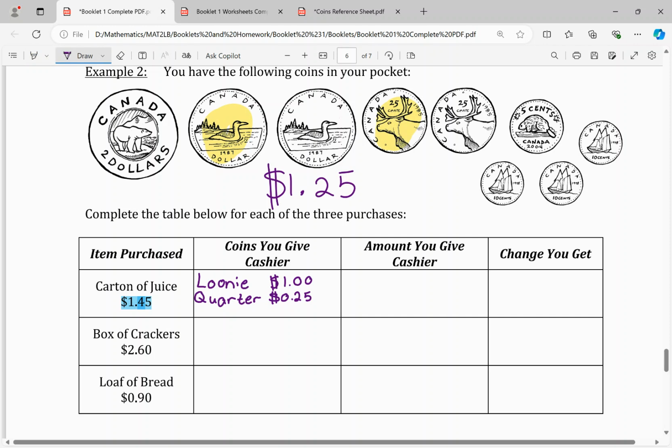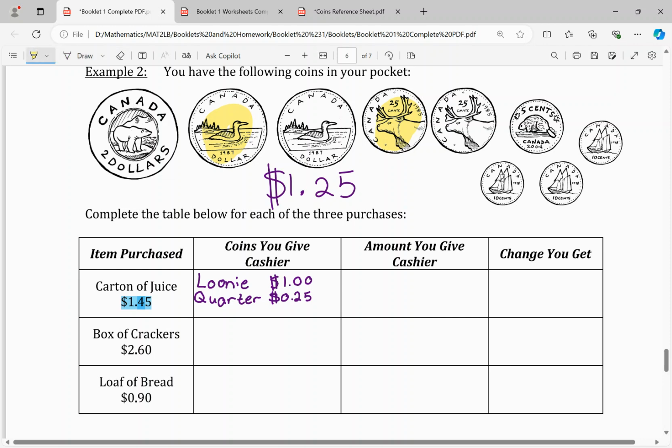We need to make it all the way up to $1.45. So right now, we are 20 cents short. Right? Because $1.45 is 20 cents more than $1.25. So how are we going to make up those 20 cents?